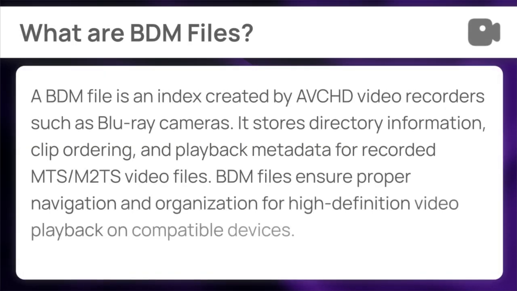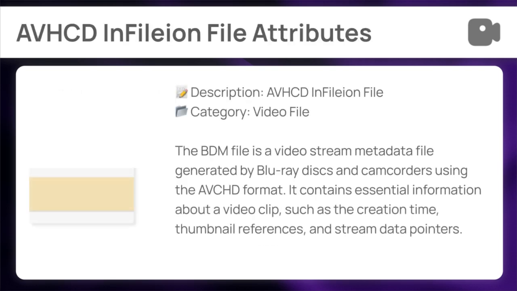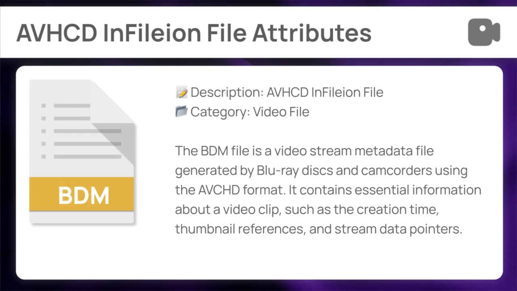The BDM extension is intended for use with all standard video file software. The design foundation relies solely on the AVCHD file type. The BDM file is a video stream metadata file generated by Blu-ray discs and camcorders using the AVCHD format. It contains essential information about a video clip, such as the creation time, thumbnail references, and stream data pointers.